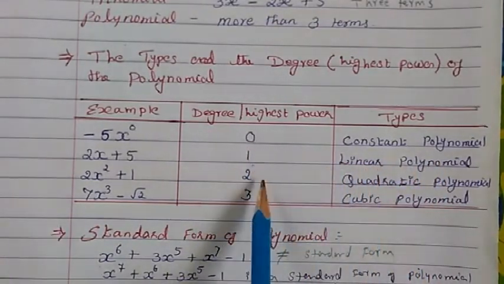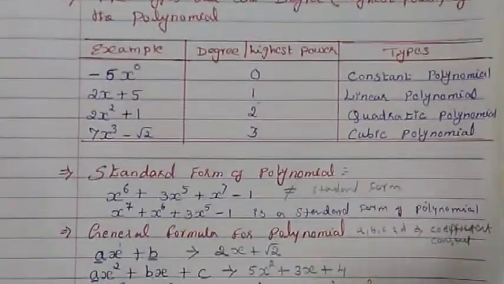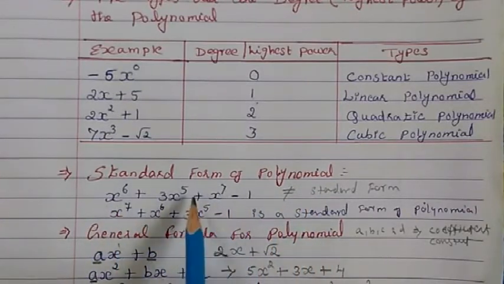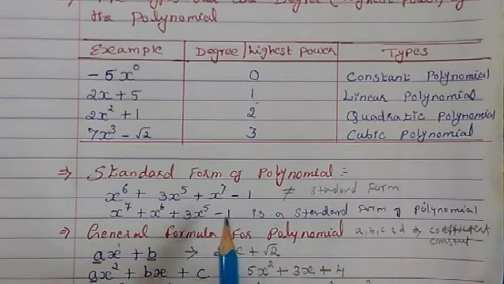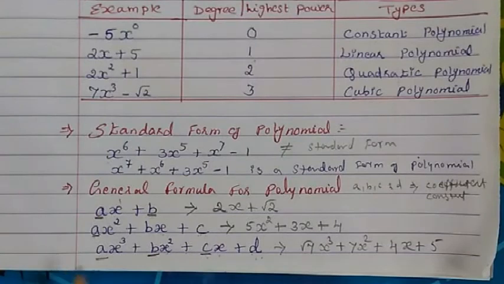And then accordingly the types of polynomial. If it is 0, then constant. If it is 1, linear polynomial. If it is 2, quadratic. If it is 3, cubic polynomial. And this you must always remember: whenever a polynomial is given to you, first you arrange it in standard form, from the highest to the lowest power. That is very important.